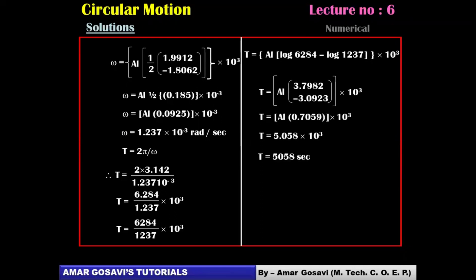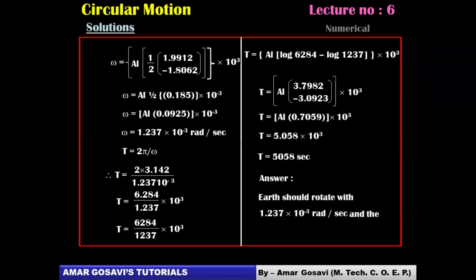So that time comes out to be 5058 seconds. So Earth should rotate with this much speed, and then the length of the day would be 5058 seconds. Just divide it by 60, you will get the minutes. Divide by 60 again, you get hours. Then you will see how the length of the day decreases.